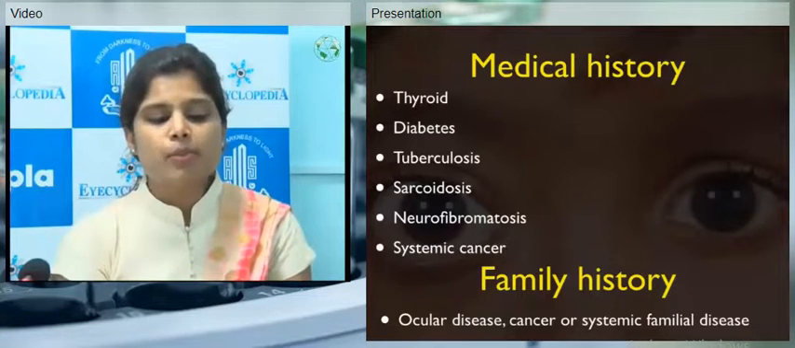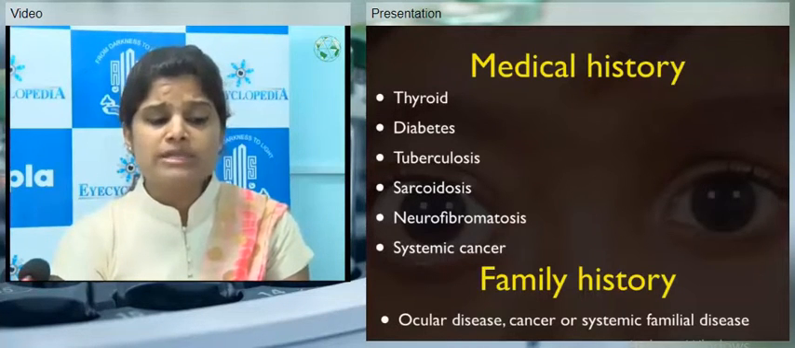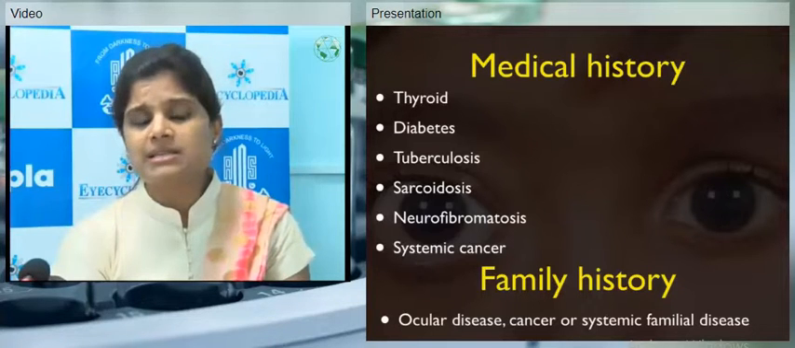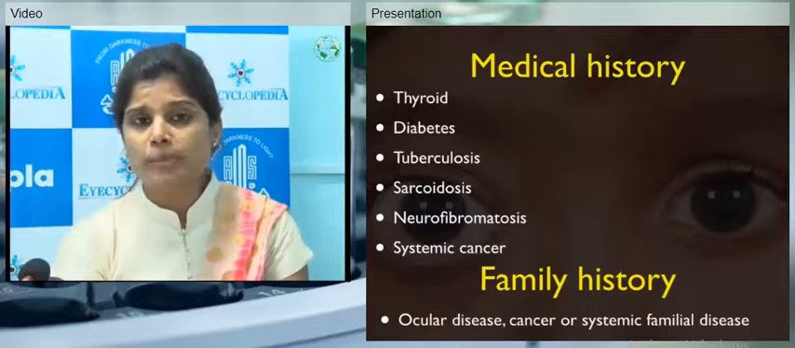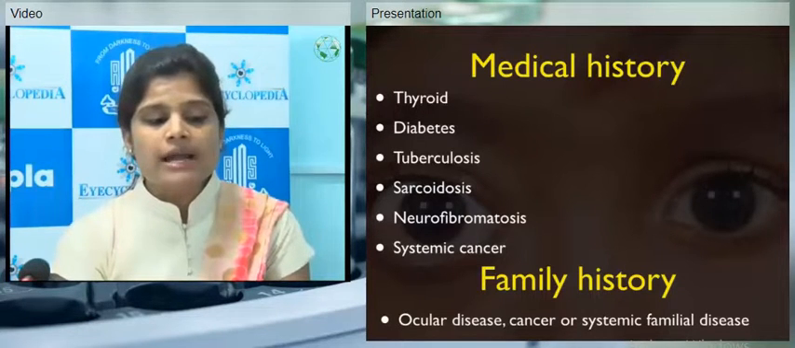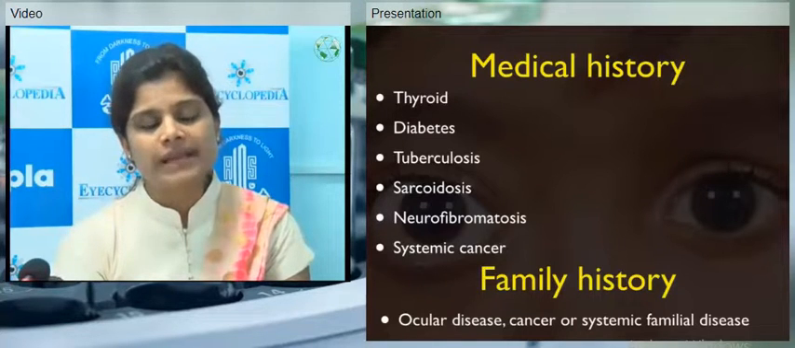And next, of course, the important one is systemic cancer. Systemic cancer can cause proptosis either because of metastasis, that is the tumor spreading to the orbit, which can occur, and most of the time it is bilateral proptosis if it is a systemic cancer.